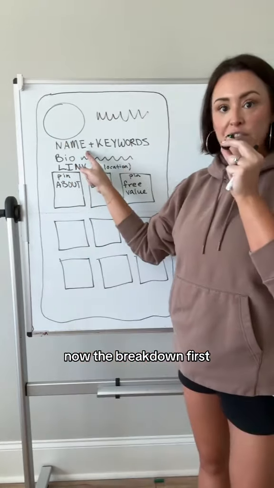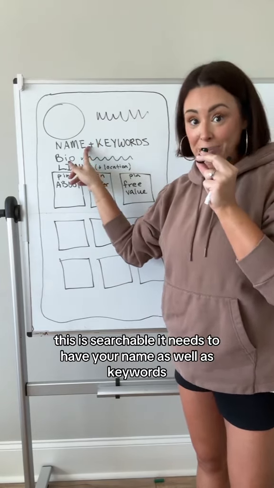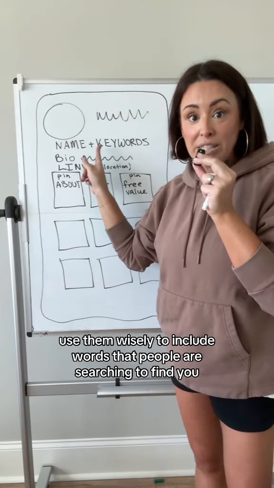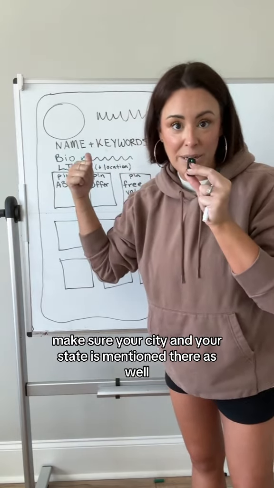Now the breakdown. First, your name field. This is different than your username. This is searchable. It needs to have your name as well as keywords. You have 60 characters here. Use them wisely. So include words that people are searching to find you. If you're a hyperlocal business, make sure your city and or state is mentioned there as well.